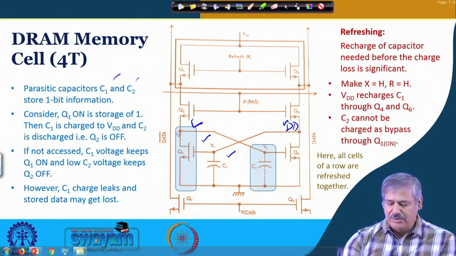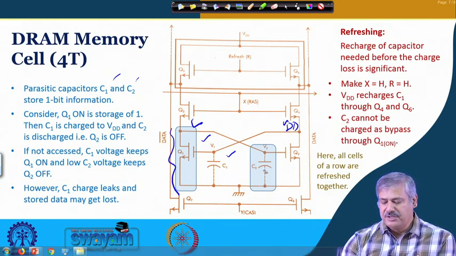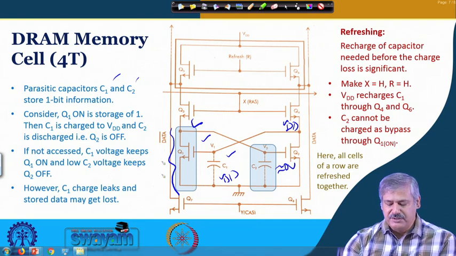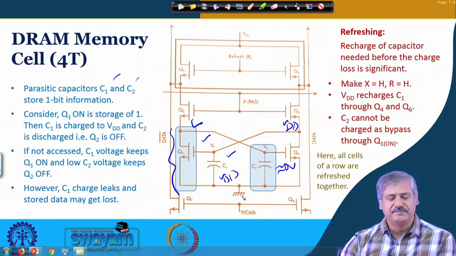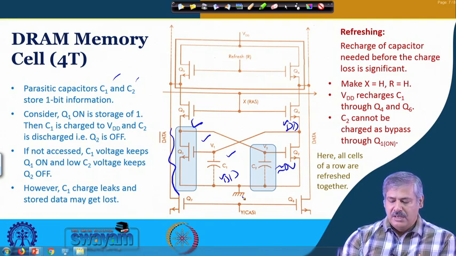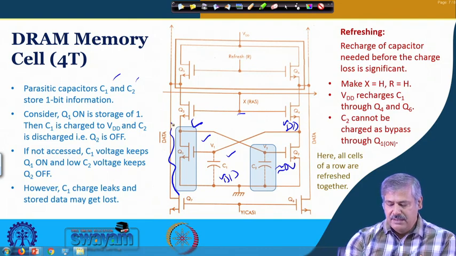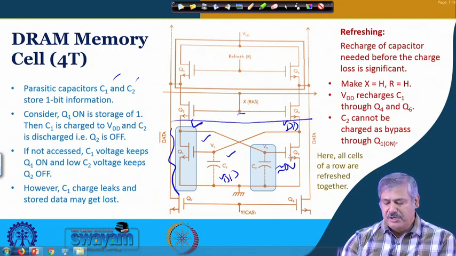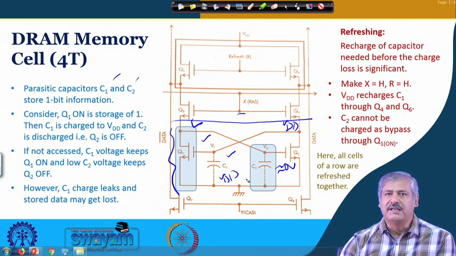That will be the case because this is on, which means a low resistance path. So, C2 will have almost 0 volt. This is VDD, and because this is on, there is a path available. If not accessed, meaning X is low and Y is also low, this is isolated from the rest of the circuit. So, it will maintain its value if these capacitances are not leaking. C1 will maintain its value at VDD and C2 will maintain 0 volt.